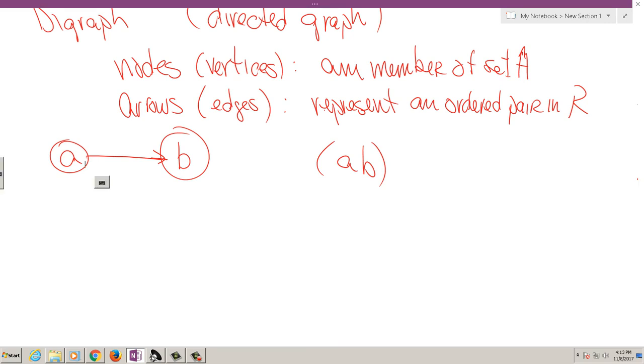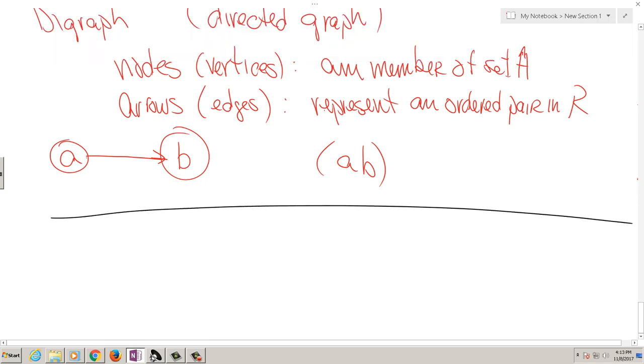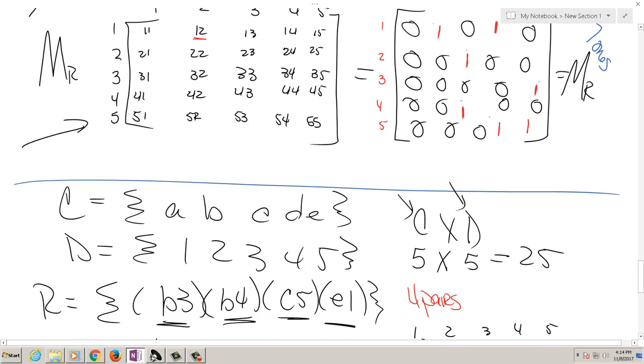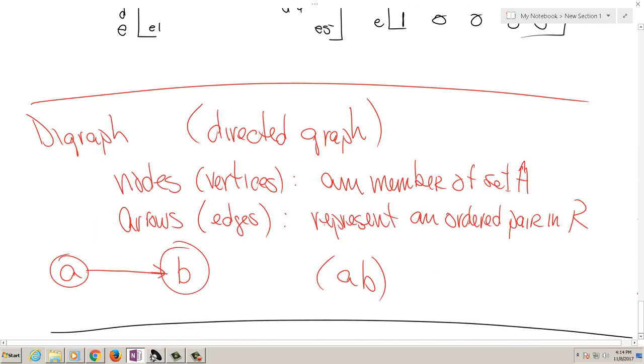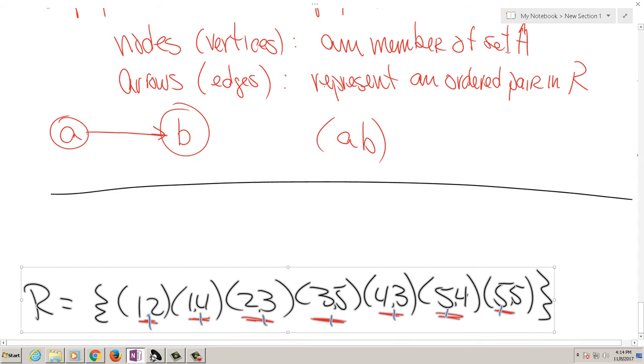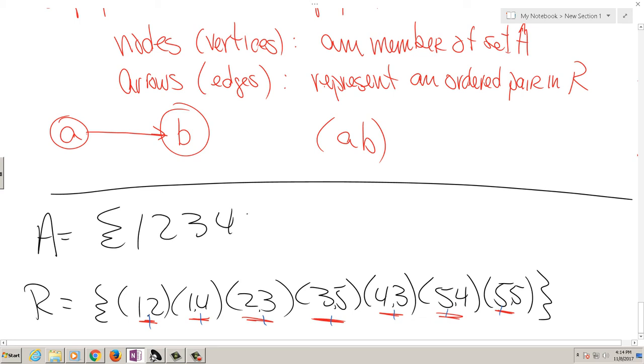So let's see if we can draw a digraph of, well, let's go back to this one right here. Let's see if we can draw a digraph of this particular relation. I am going to put that relation right there. I'm going to remind myself that this relation is coming from the set A, which is made up of 1, 2, 3, 4, and 5, and that the relation is coming from the cross product of A with itself.